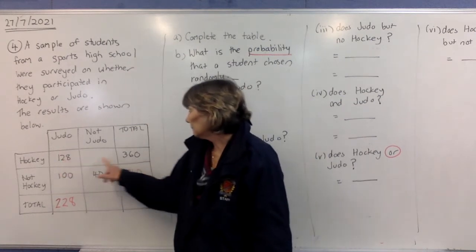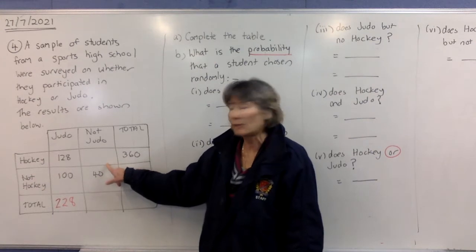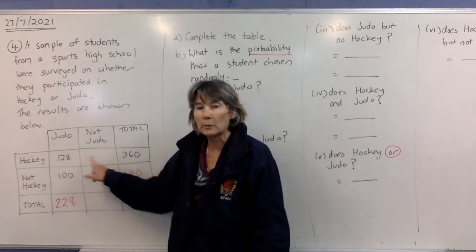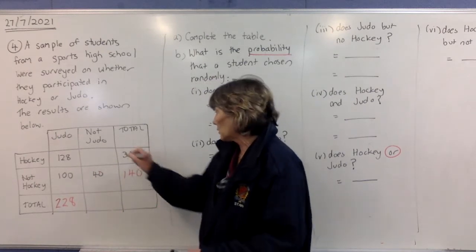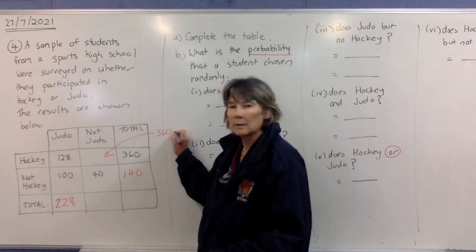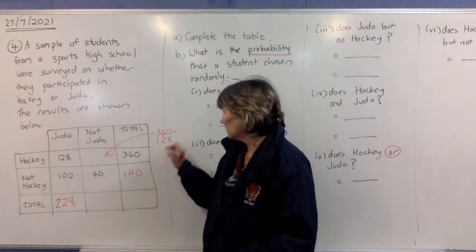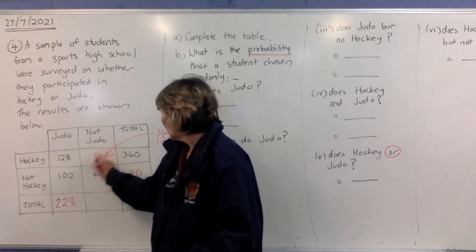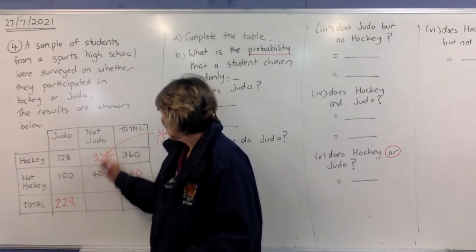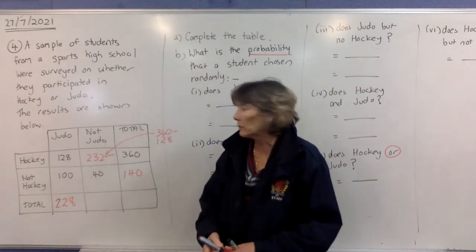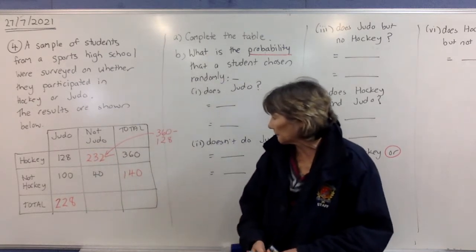This row here, we've got one blank space, so we should be able to find that. Now they've given you the total, and they've given you the judo. So we're finding the not judo. To do that space there, you'll be doing 360, take away the 128, and write down what you get left. And we end up with 232 in that space.